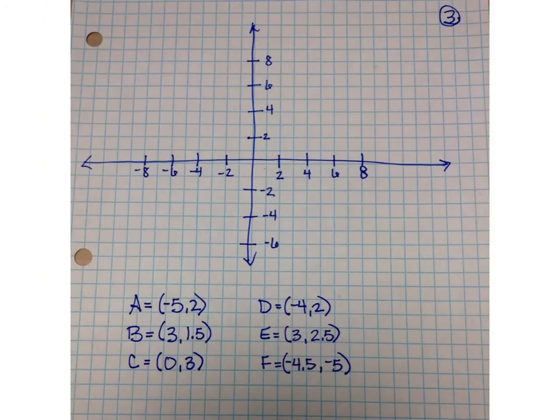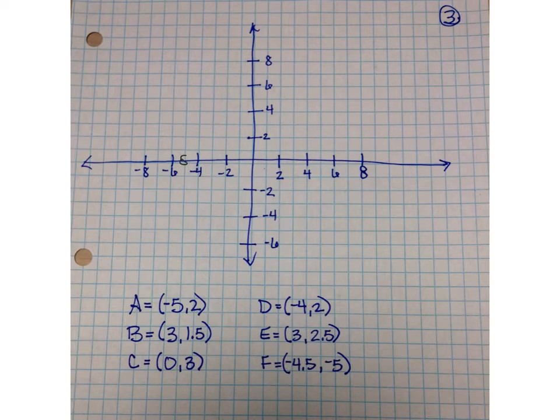All right, so now they've given us some coordinates, and we need to plot. So let's plot A. Remember, X is always first. So we're going to go negative 5. I didn't number every single line because the page would be too full. I just numbered every other one, and we can all figure out where the odd numbers are. So negative 5 will be right here.